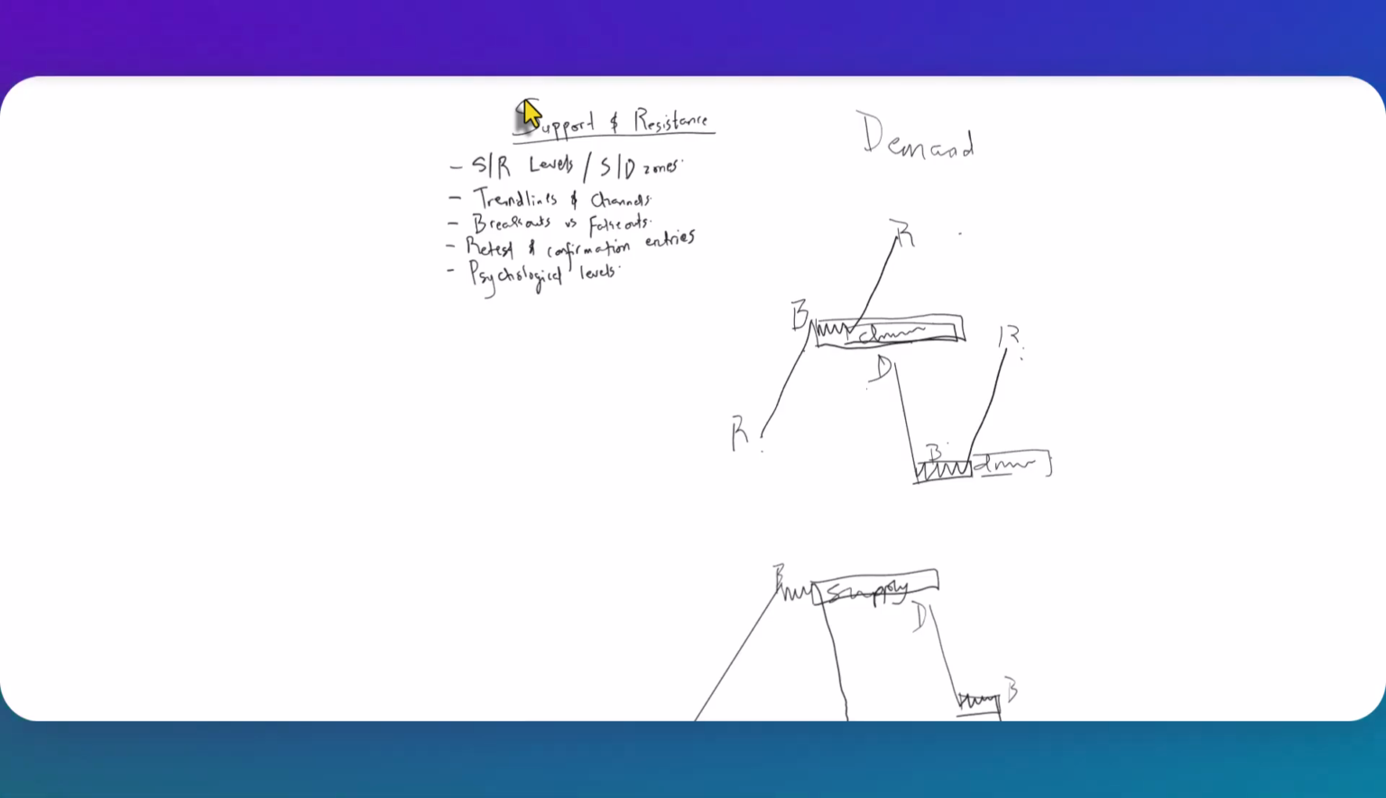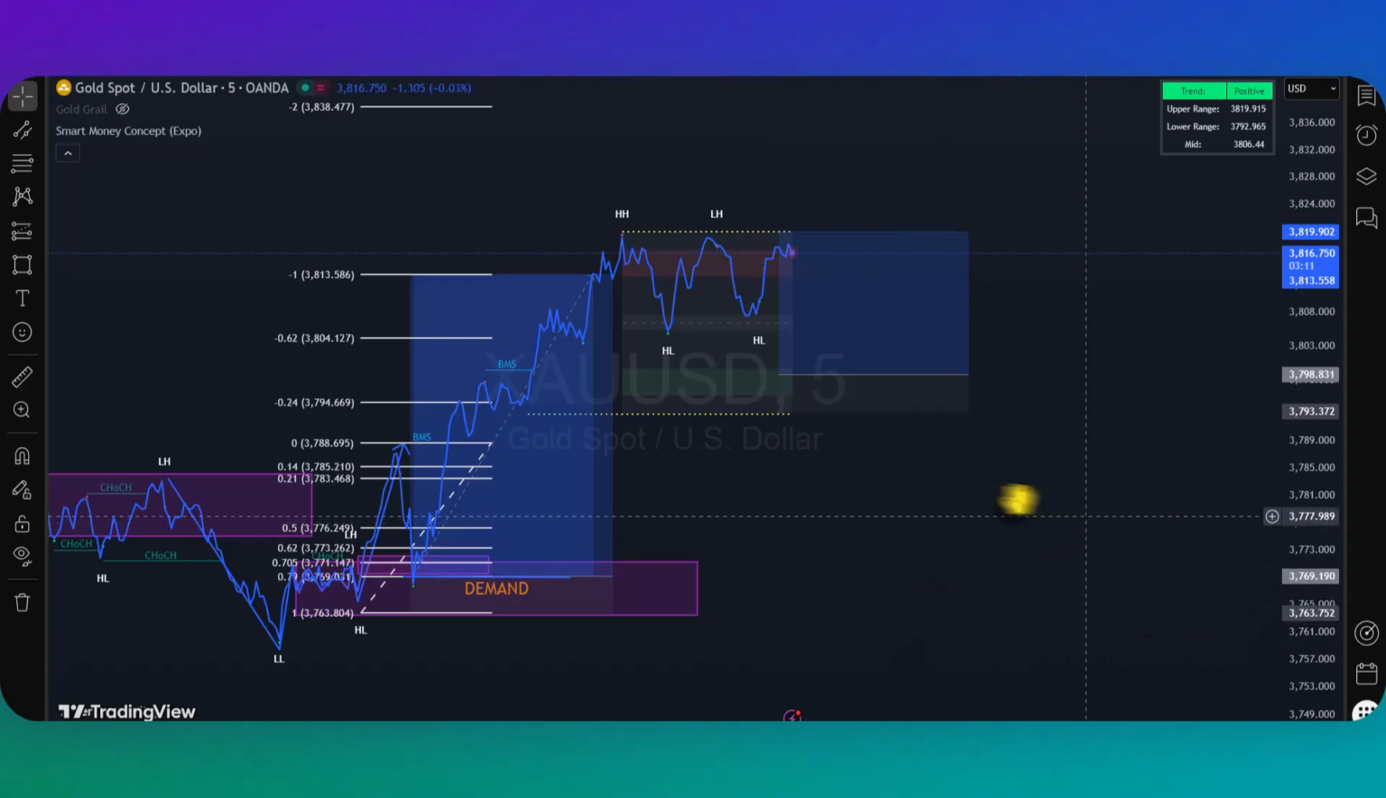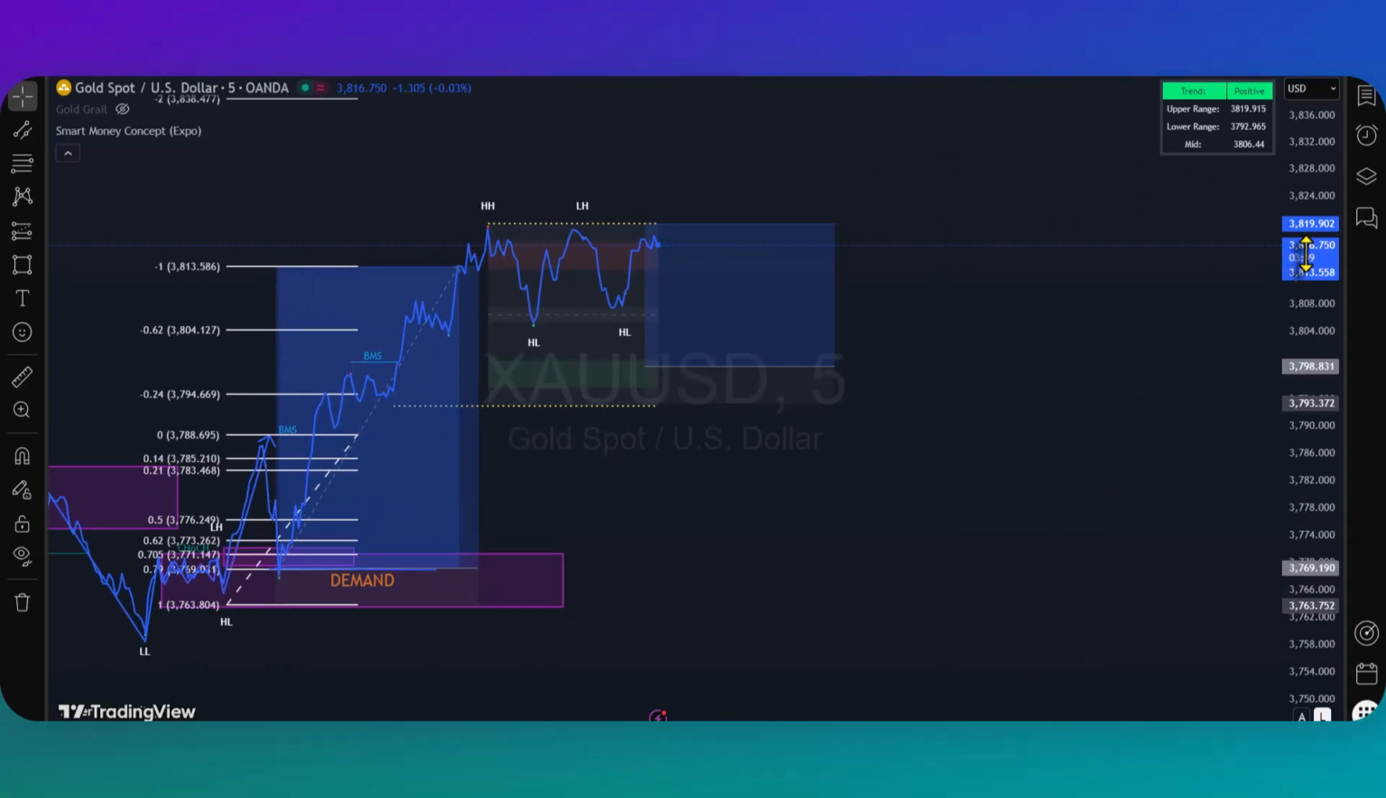So now let's talk about something sneaky but powerful, which is psychological levels. Humans love round numbers. Traders love round numbers. On gold, let me go to the chart and show you exactly what I'm talking about. For example, price currently is $3,816.75. It's changing though, but let's assume it's $3,817. That's a round number. That's a psychological level.